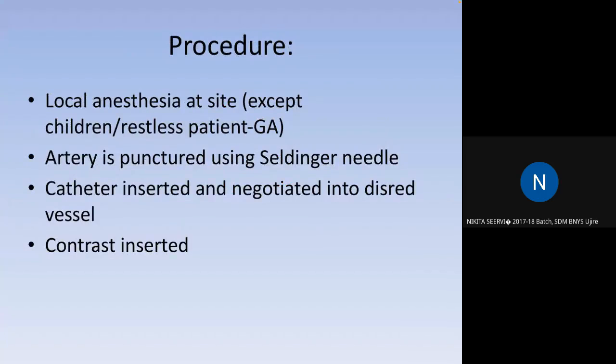Okay. What you do is you put a local anesthesia at the site, and in children you go for general anesthesia because children are restless. And then the artery is punctured using a Seldinger needle, which is used to enter the artery. Then the catheter is inserted through the needle, and the vessel is entered and contrast is inserted.